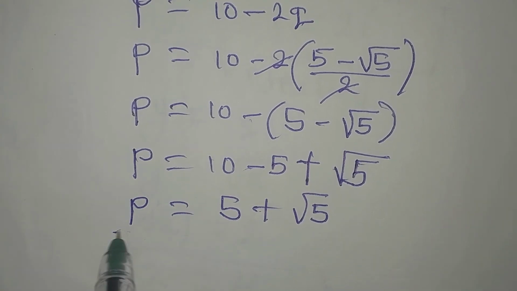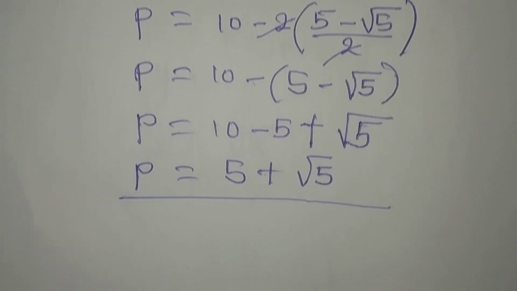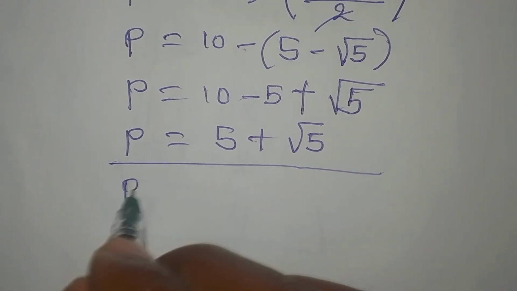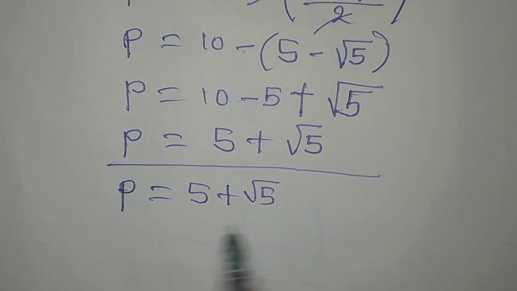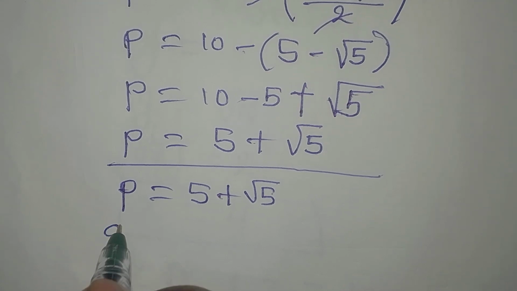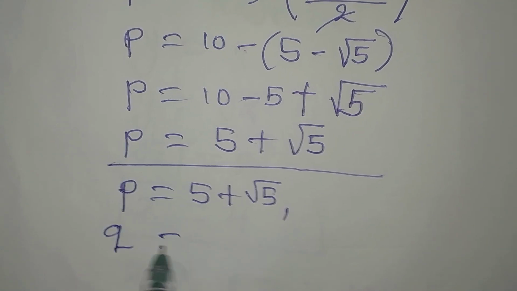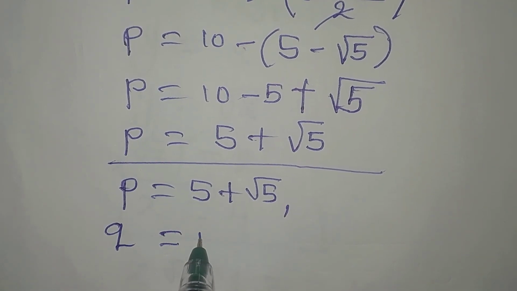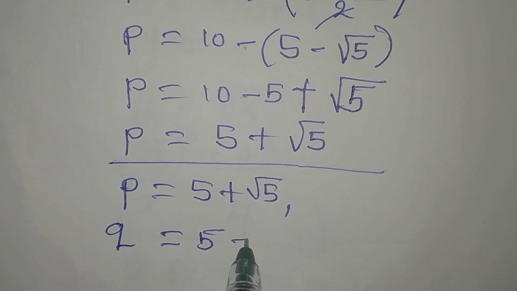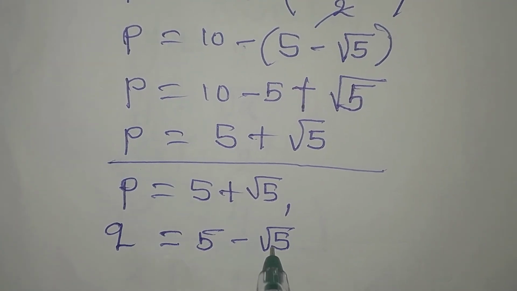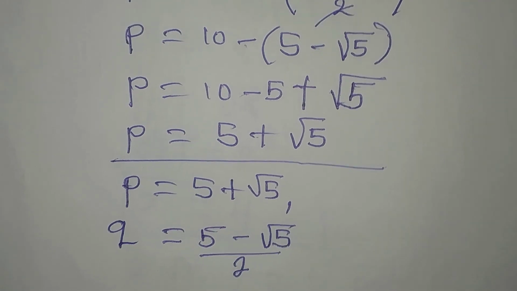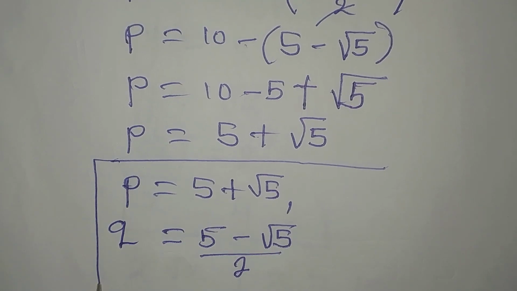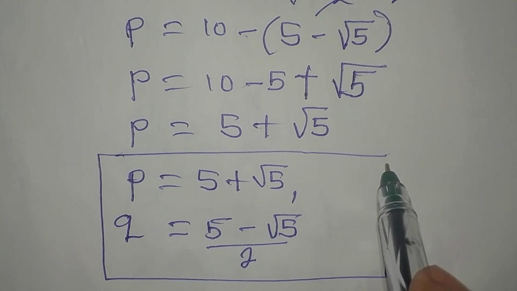Okay, so now let's arrive at a conclusion again. We are going to say that when P = 5 + √5, Q = (5 - √5)/2. So from here now, we can say that we have solved the equation completely.